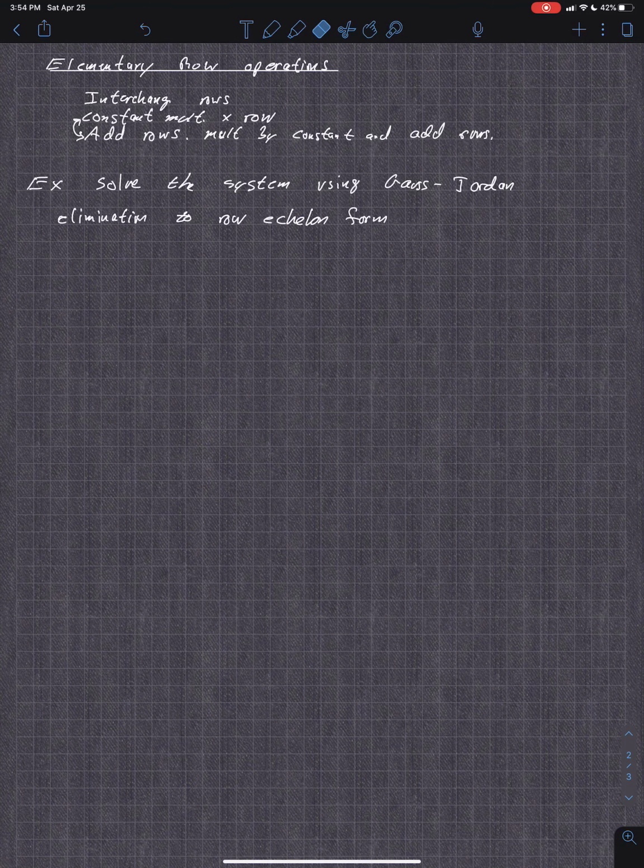So suppose you had this system: y minus 3z equal to negative 5, 2x plus 3y minus z equal to 7, and 4x plus 5y minus 2z equal to 10.